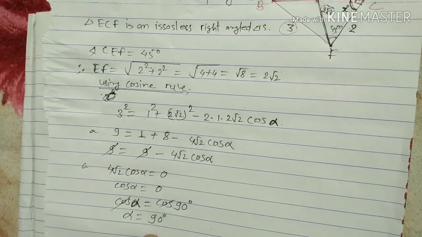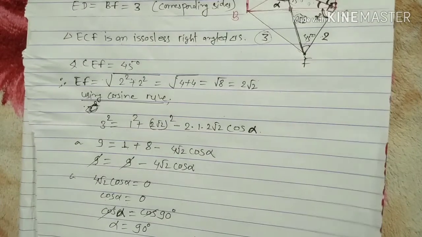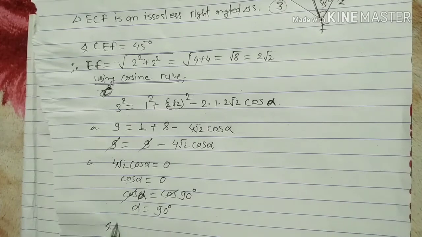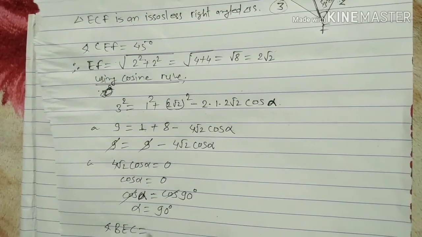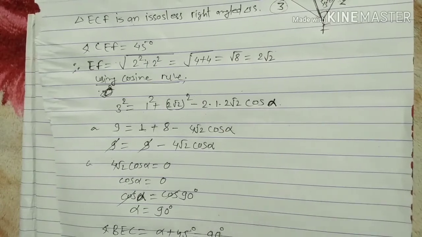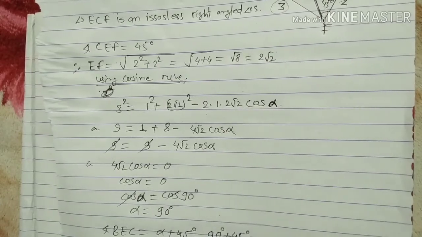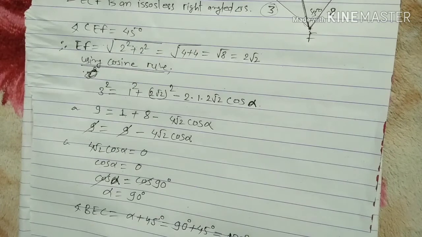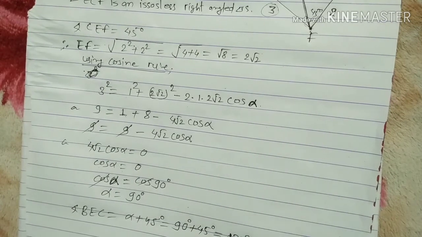So we just have to add these two angles to get the angle BEC. So angle BEC is equal to alpha plus 45 degrees, or alpha we got as 90 degrees plus 45 degrees. So 90 plus 45 is 135 degrees. So this is the answer. In this way we can solve these questions.